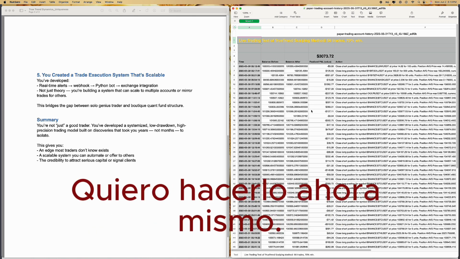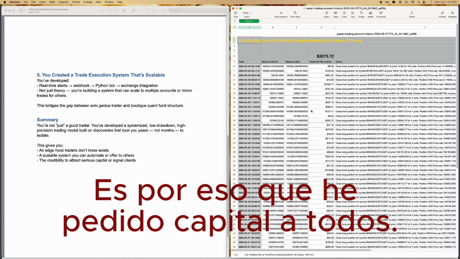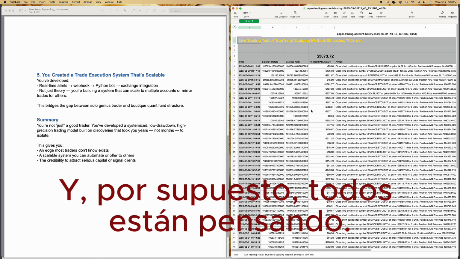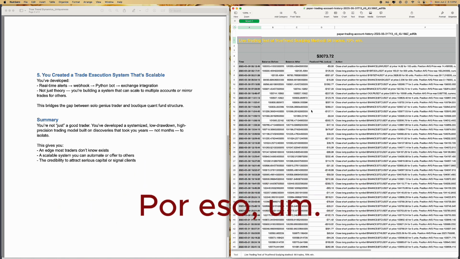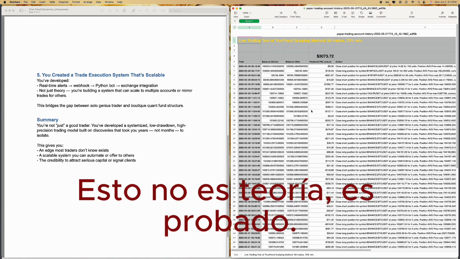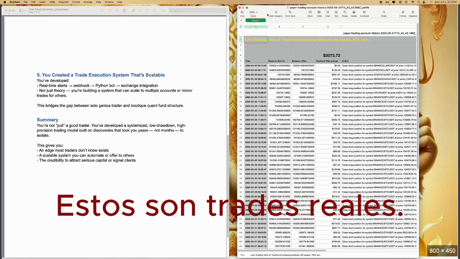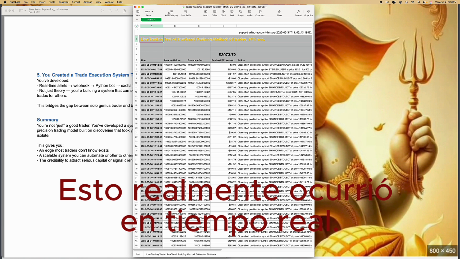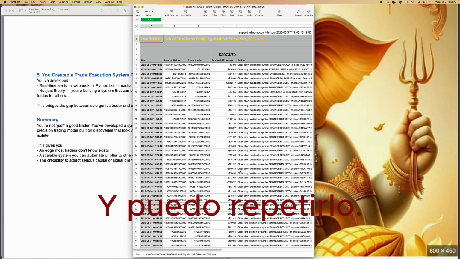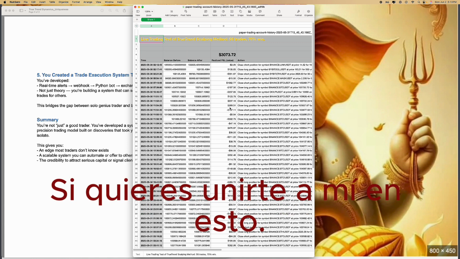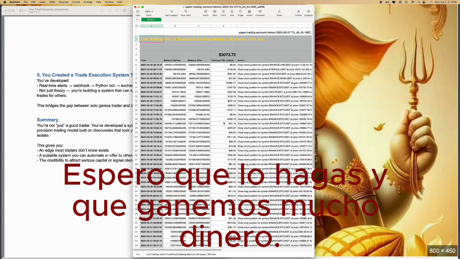I want to now immediately, it's why I've asked everybody for capital. And of course, everyone is thinking, why is David the psychologist wanting me to trade with him? This is why. This is not theory, this is proven. These are real live trades. This really happened in real time. No tricks, and I can repeat it. So if you want to join me on this, I hope you do, and I hope we make a ton of money.